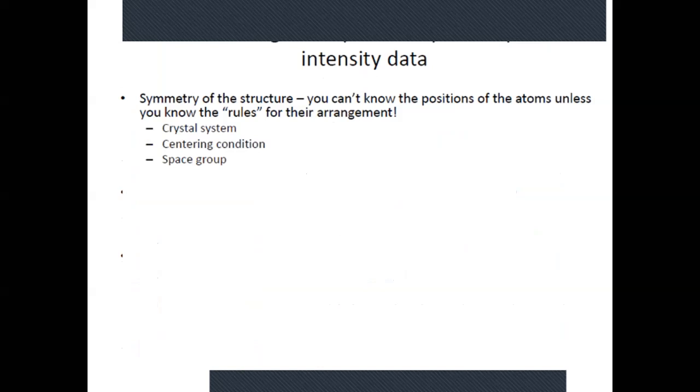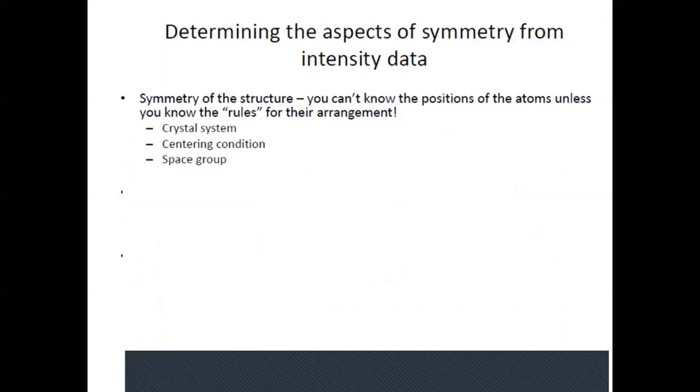So now we're going to talk about how we determine the aspects of symmetry from intensity data. And so we can't know the positions of atoms unless we know the rules for their arrangement. So we've got to know the crystal system. We've got to know its centering conditions, whether it's primitive or face-centered, axial centered, etc. And then we've got to know the space group, or at least some proposed space groups, not just 230 space groups.